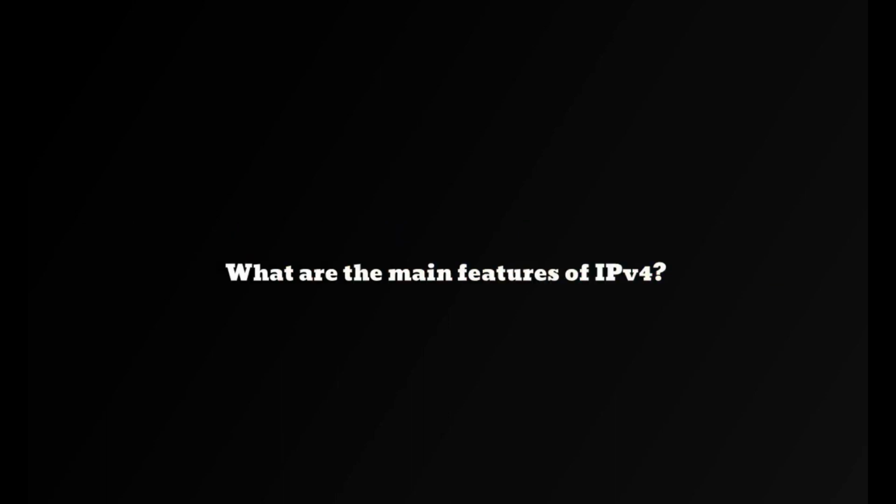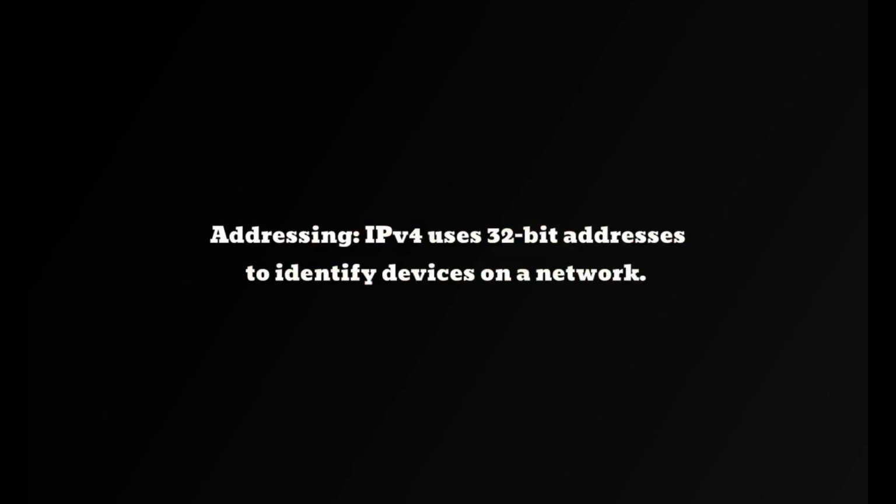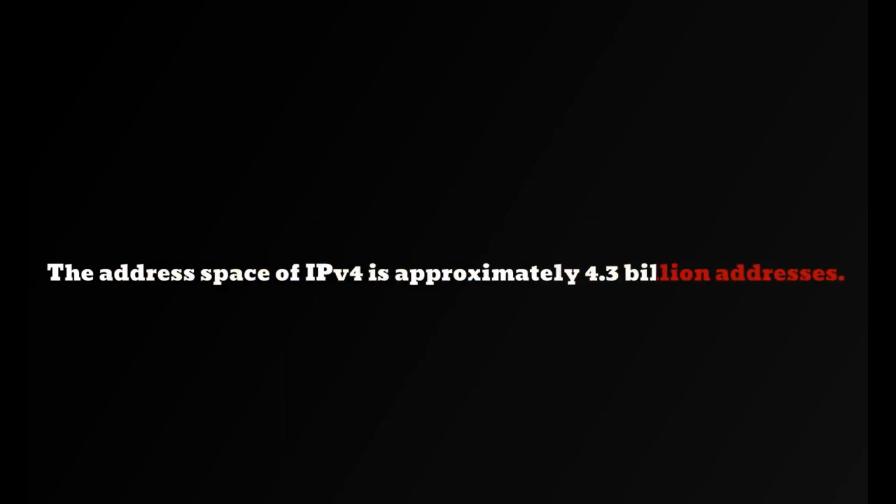What are the main features of IPv4? Some of the main features of IPv4 include addressing. IPv4 uses 32-bit addresses to identify devices on a network. The address space of IPv4 is approximately 4.3 billion addresses.